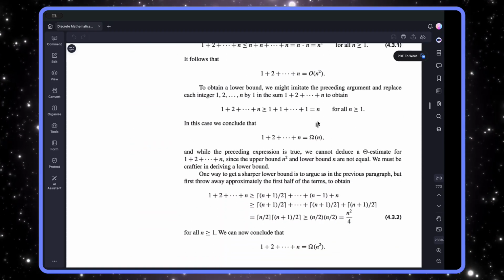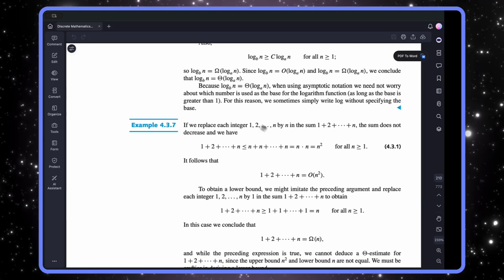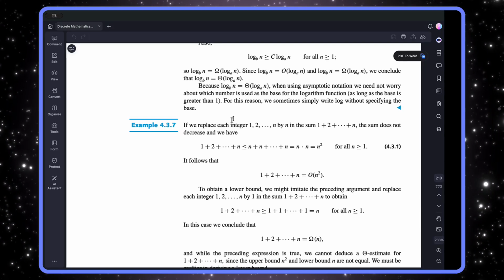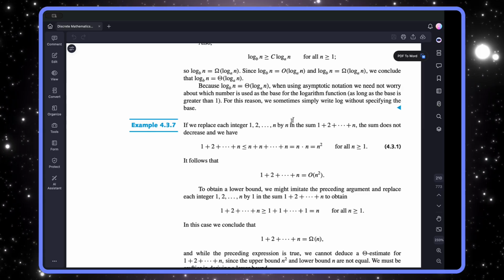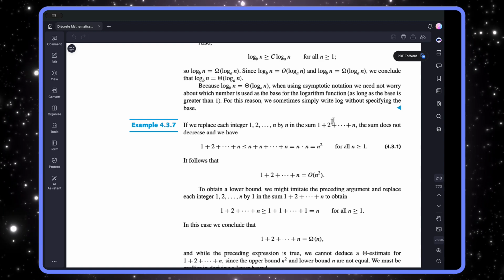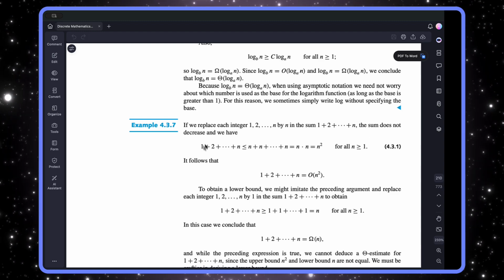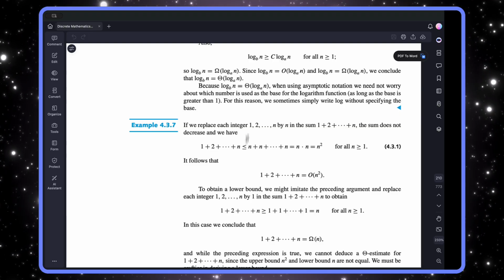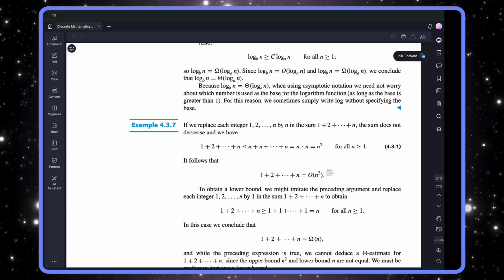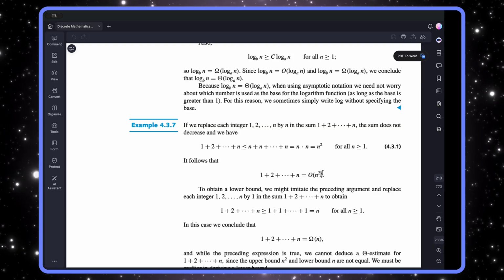Let me look at another. Read through these things. Here they're doing some examples. If we replace each integer 1 through n by n in the sum, 1, 2, 3, out to n, then watch what happens. That means that this function is big O of n squared. That's what they're saying here. It follows that when you sum up these things it is big O of n squared.